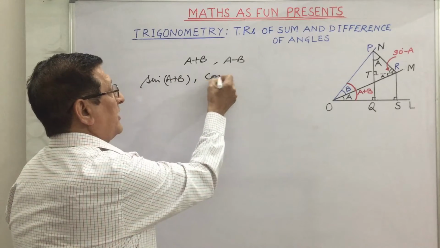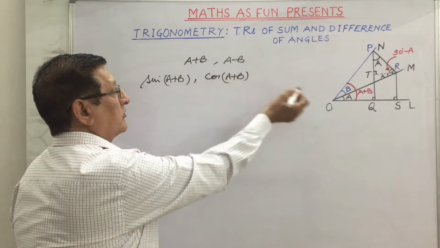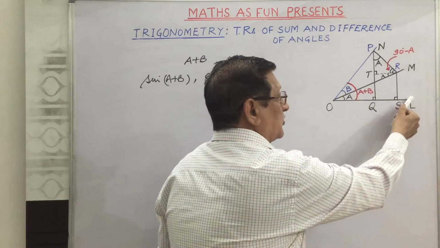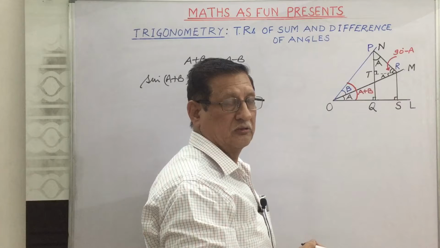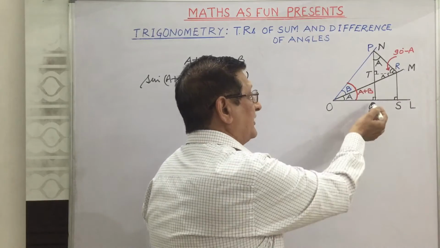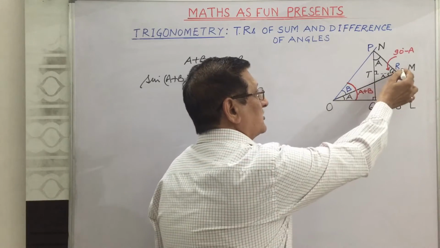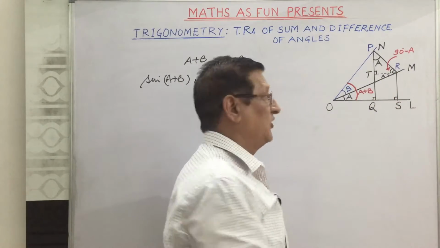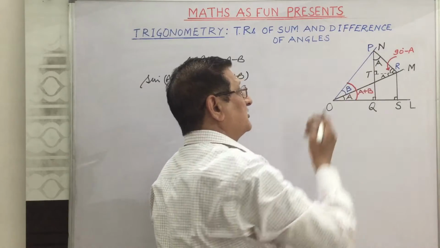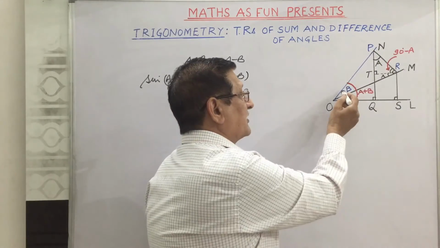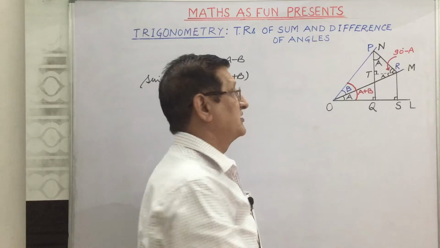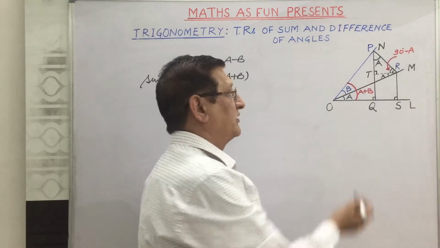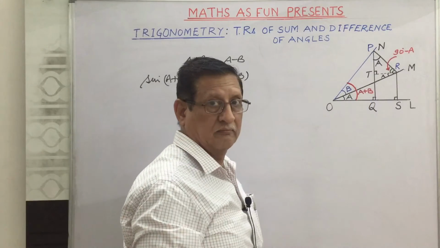and cos A plus B, we will draw a diagram in which we find that OL is, suppose, the initial position of the revolving line. It moves in the anti-clockwise direction to the position OM where the angle formed by it is A. Then further it moves to the position ON and makes an angle B. And if we see, this complete angle will be the sum of the angles A and B, that we can say is A plus B.